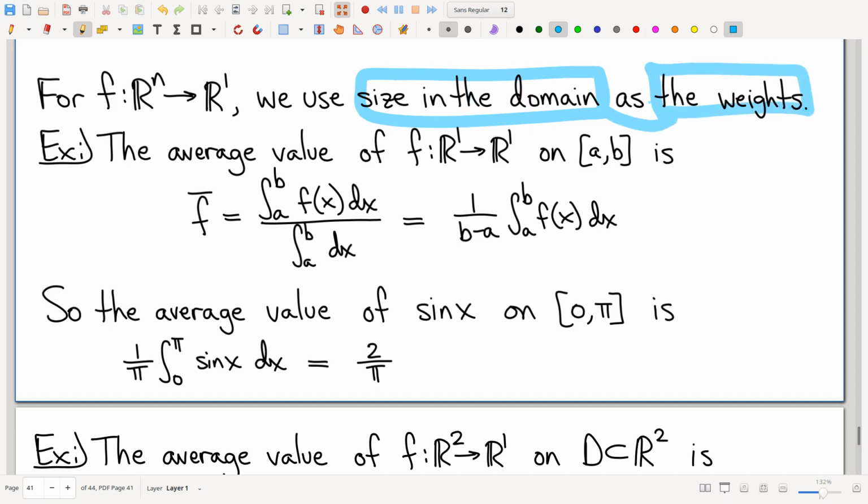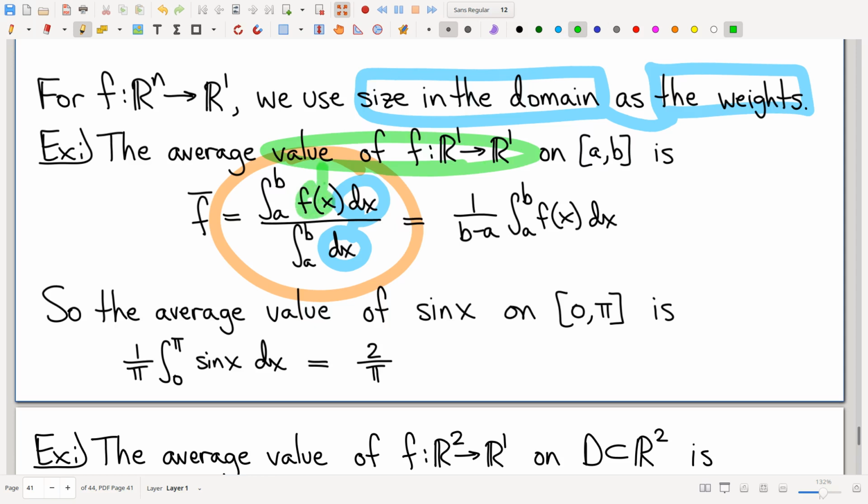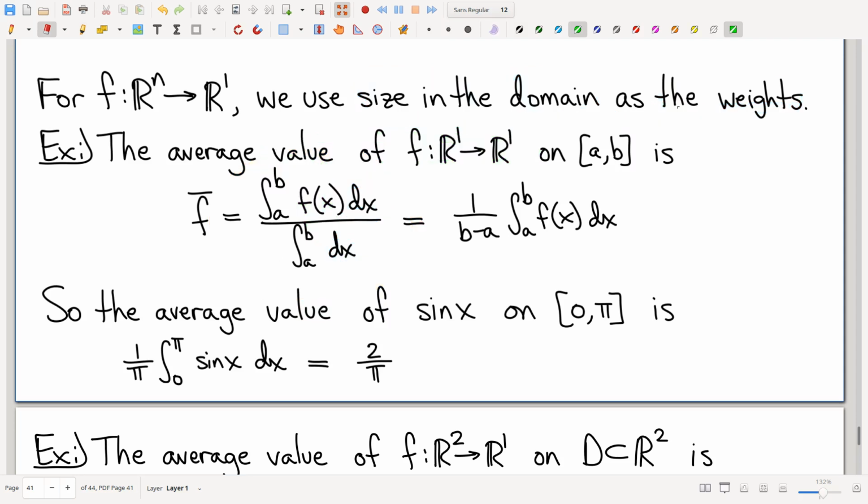and as I've written here, you use size in the domain as the weights. So you'll recognize this structure right here as looking a lot like our previous formula. For any given little subinterval of size dx, you can see I'm using this size dx as our weights. And again, we are averaging the values of the function. That's what we want to take an average of, and copycatting from above, there's our formula for the average value of a function. So it's a nice kind of generalization of the previous idea.